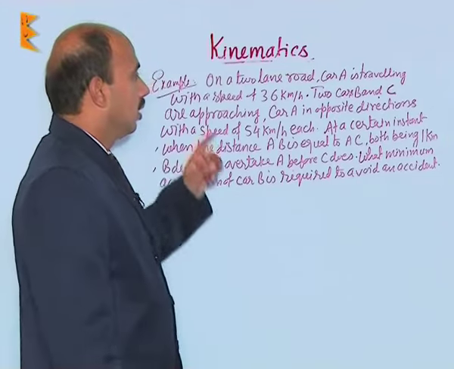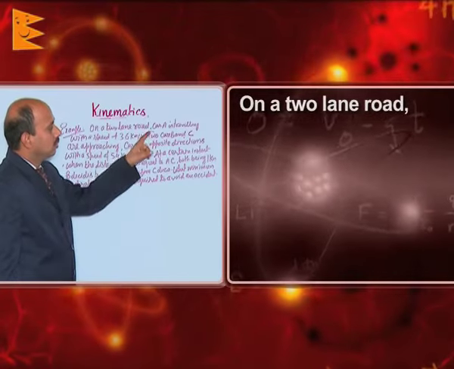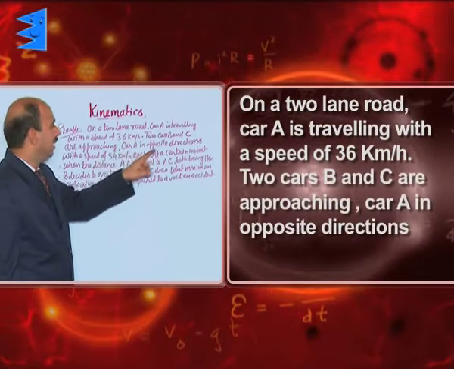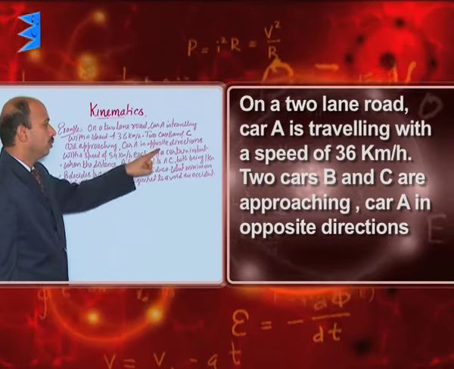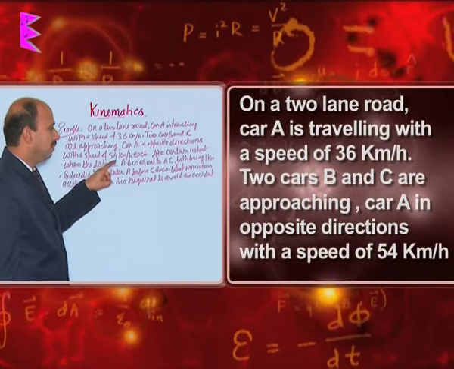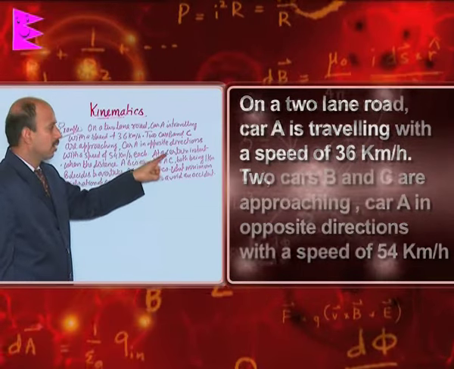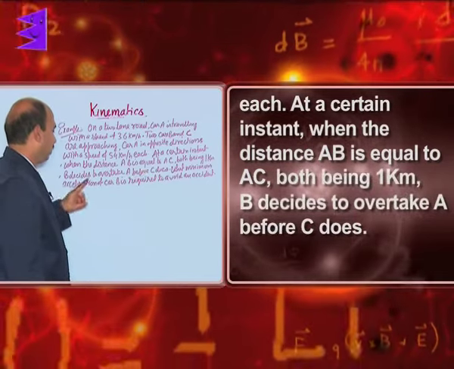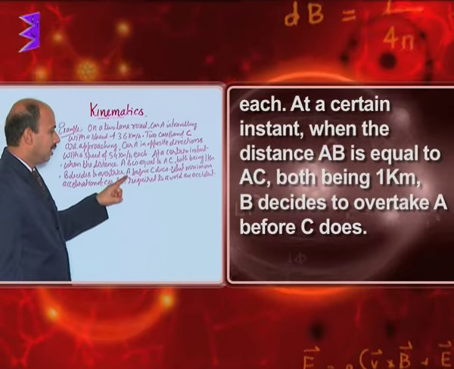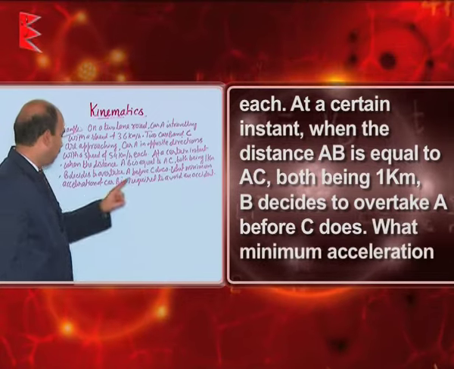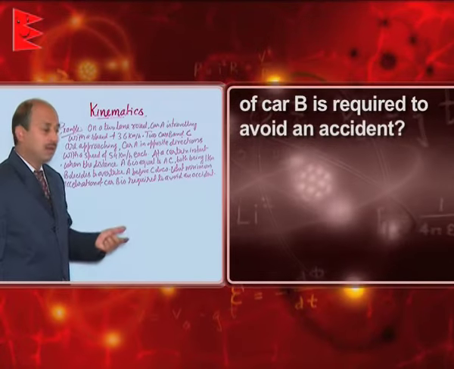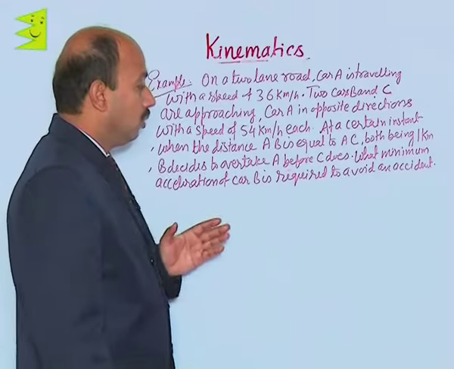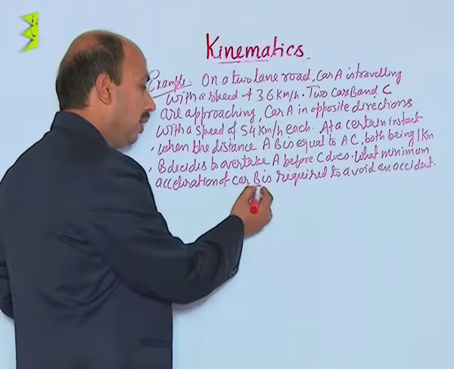Now see, on a 2-lane road, car A is traveling with a speed of 36 km per hour. Cars B and C are approaching car A in opposite directions with a speed of 54 km per hour each. At a certain instant, when the distance AB is equal to AC, both being 1 km, B decides to overtake A before C does. What minimum acceleration of car B is required to avoid an accident? So the minimum acceleration required for B.